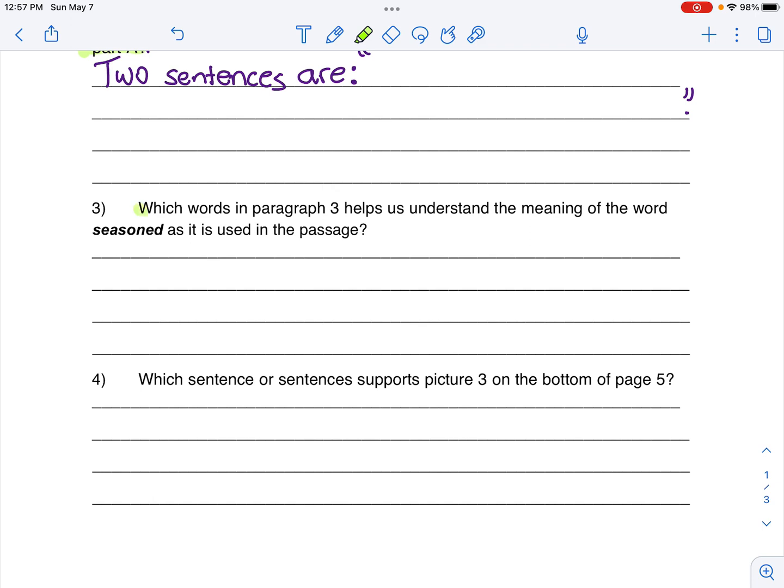Good job. Which words in paragraph 3 helps us understand the meaning of the word seasoned as it is used in the passage? Do you remember where we found the word seasoned? Go back into your passage, see if you can find that word and put a box around it. Pause this video while you do that and then come back. Okay, did you remember to read the words around it? Because that is going to give you your clue.